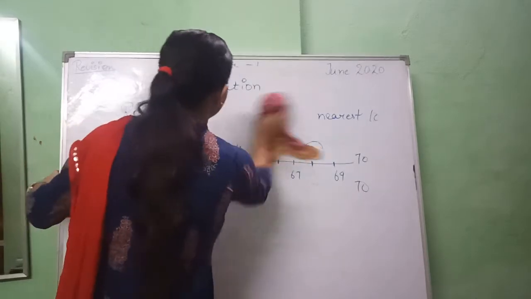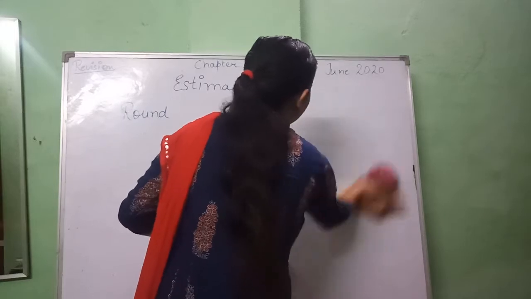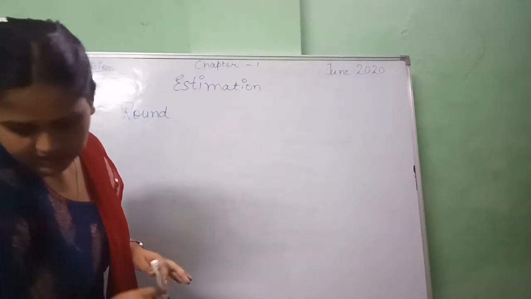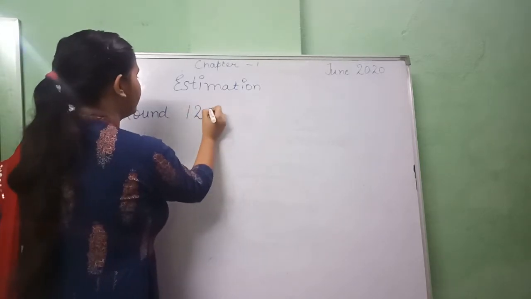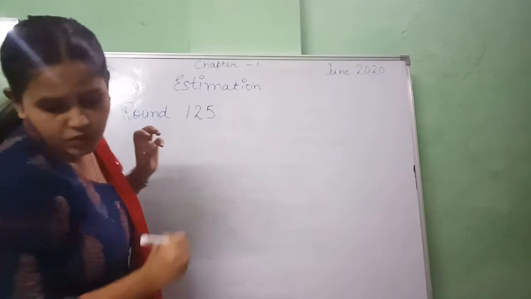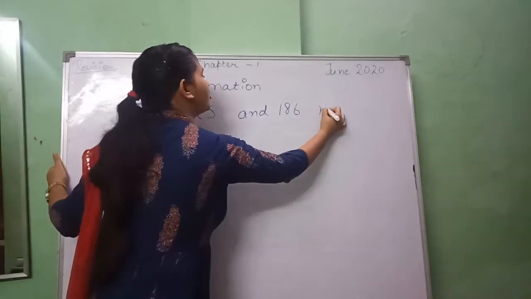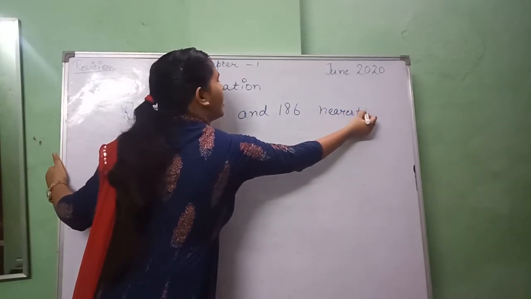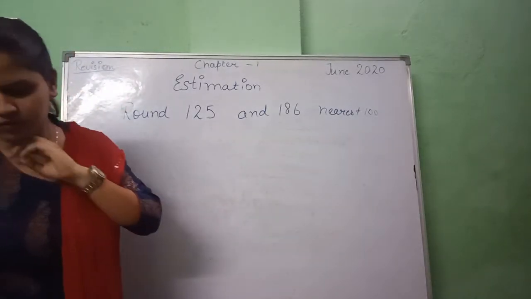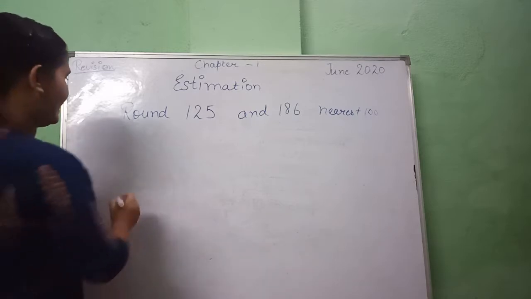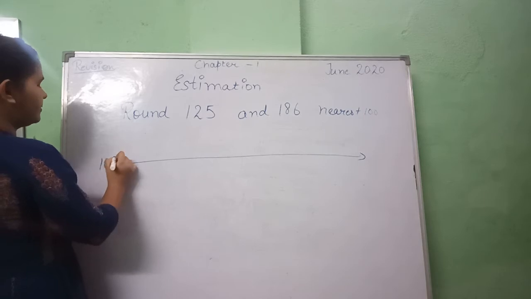Now we are going to take 100. Estimation of 100. So students, let's take another example to round: 125. And yes, the other number is 186, which we have to round to the nearest 100. So what we will do, we will take a line. This is the 100 line.